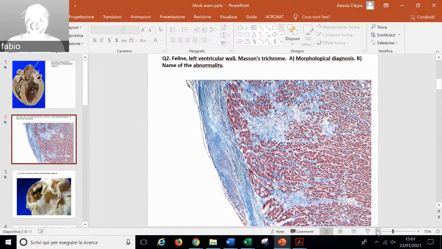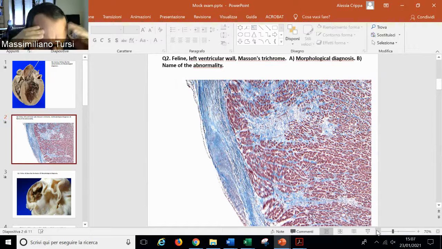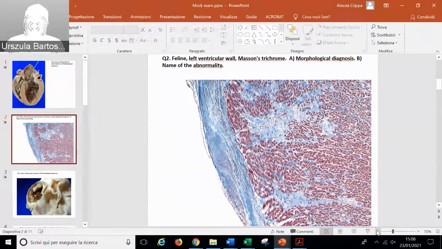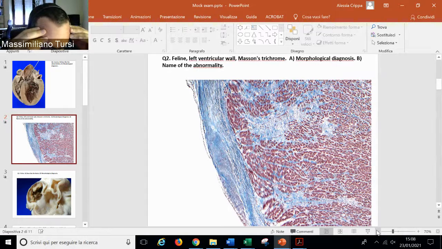Okay. And Ursula, what about you? I think for me everything is clear in this case. It was one of the easiest ones. I wrote endomyocardial fibrosis, severe fibrotic replacement of the myocardium, and endocardial thickening. Wonderful. And RCM as the diagnosis. Yeah. Endomyocardial fibrosis as the morphological diagnosis, and restrictive cardiomyopathy as the clinical and functional diagnosis.